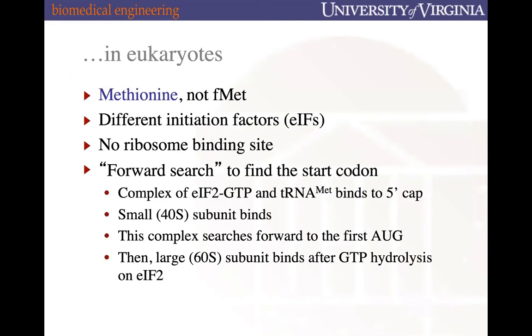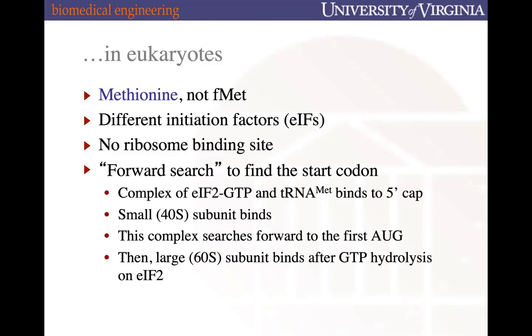So again, we have methionine that our start codon encodes for. Prokaryotes have a formyl methionine, or formylated. We have slightly different initiation factors that we refer to as eIFs, eukaryotic initiation factors. We also do not have a ribosome binding site. We do not have Shine-Dalgarno sequences, but rather there's a specific eIF, eukaryotic initiation factor, that recognizes the 5' cap. After that, it enters what's referred to as a forward search, going from the 5' cap to look for the start codon.